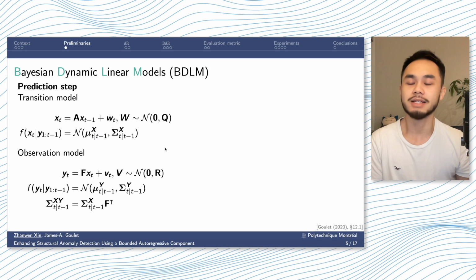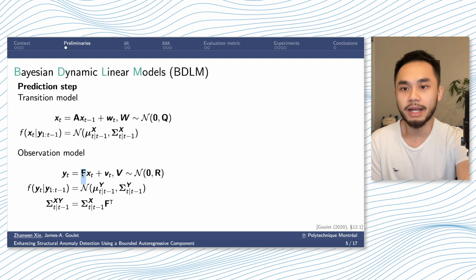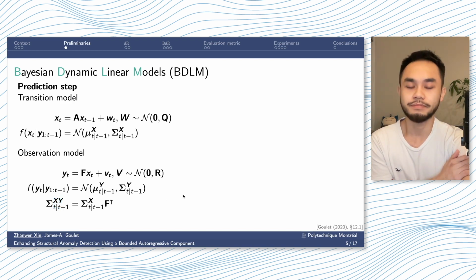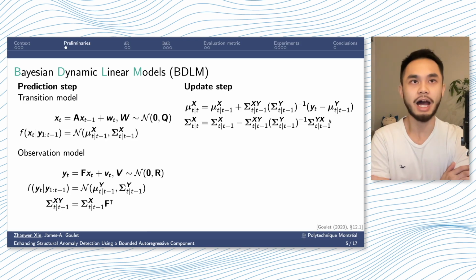And after that, we will pass our hidden state to the observation model by the observation matrix F and the observation error V_t modeled by a 0 mean and R variance Gaussian distribution. And the outputs of the observation model are the moment estimates of the predicted observation at time t given all the observations up to t-1. And we can also compute the covariance between the hidden state and the predicted observation at time t, which will be used in the next step, the update step.